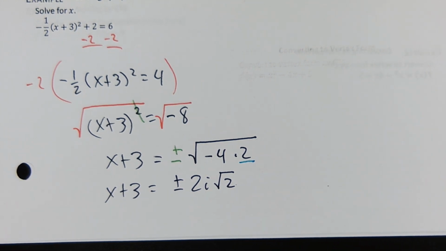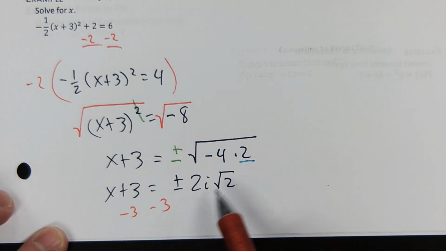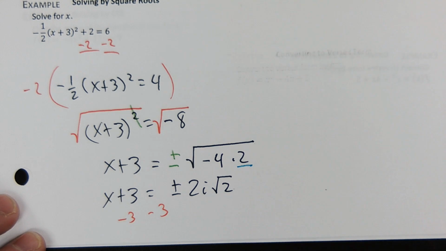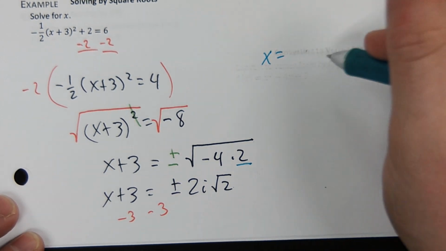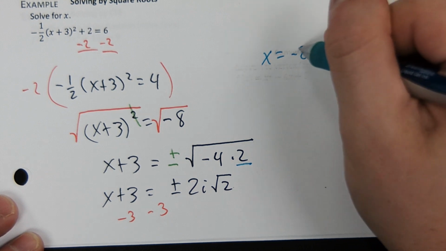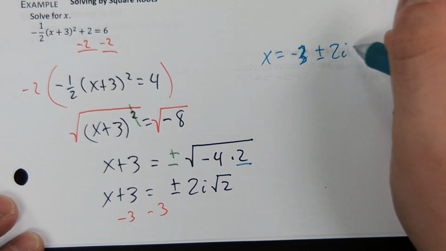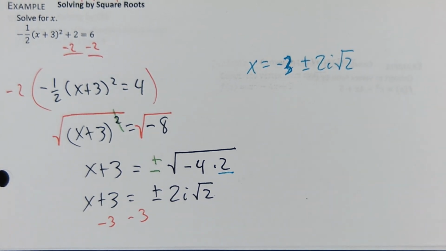And the last thing that you have to do is subtract 3 from both sides. And these aren't like terms, so clearly you can't combine them. And your answers are, wrong color pen, x equals -3 plus or minus 2i root 2. Not only is this complex, it's also irrational.